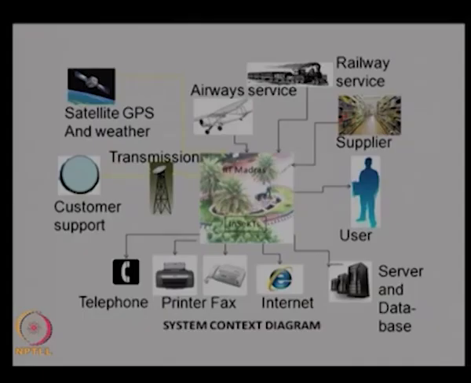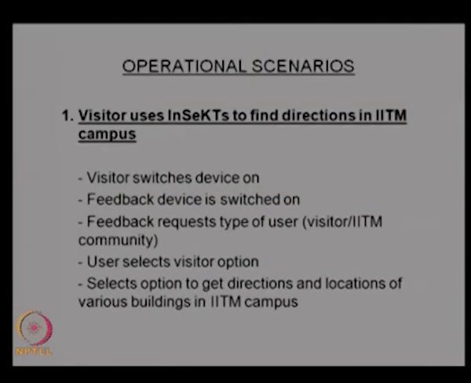So we will look at the scenarios under which the system will be used. In order to identify the input output requirements, we go for the scenario tracing and getting the requirements. So in order to do this, we will consider various operational scenarios. As you know, the operational scenarios vary in different situations. So we will look at the various scenarios. One scenario we can identify is that the visitor uses the system to find directions in the IITM campus. So this is one of the scenarios. We will go into the details of the scenario and then see what the different activities the operator will be carrying out, and accordingly we identify the requirements.